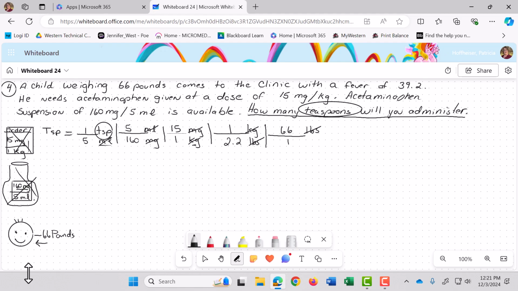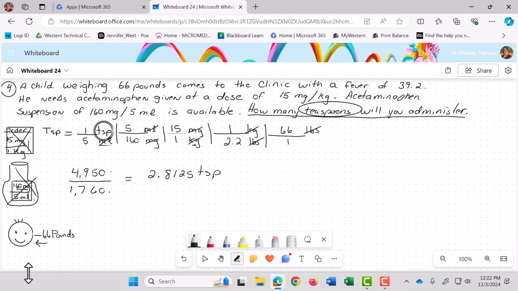1 times 5 times 15 times 1 times 66 is equal to, I'm going to put it down at the bottom here, 4,950. That's our numerators all multiplied together. And then if we multiply all the denominators together, 5 times 160 times 1 times 2.2 times 1 is 1,760. Divide the numerator by the denominator, and you're going to get 2.8125. And this is where I say to the students, what? Teaspoons.